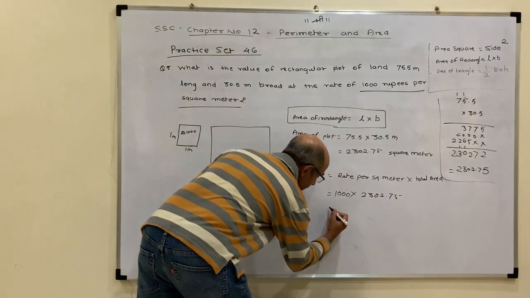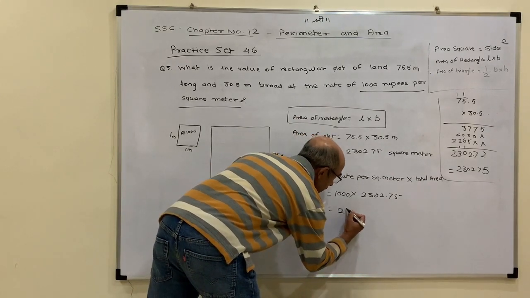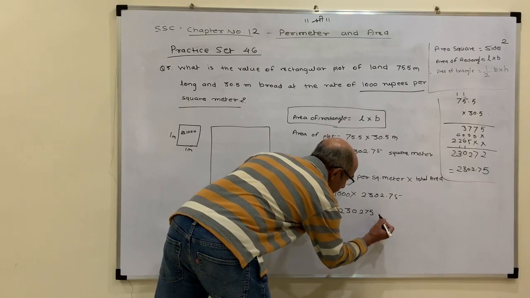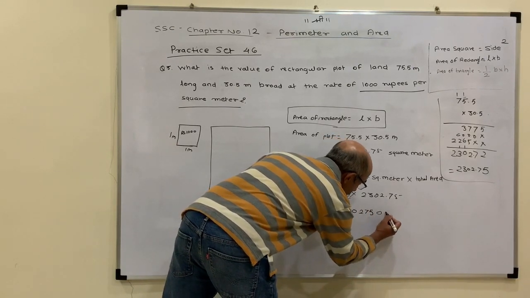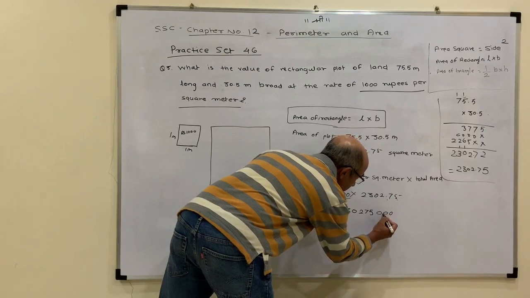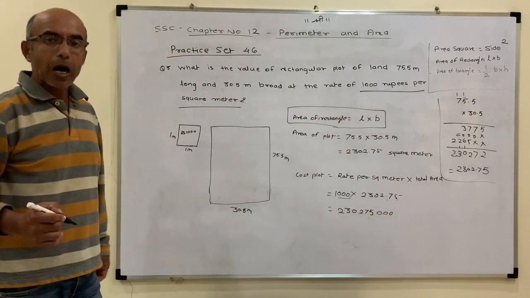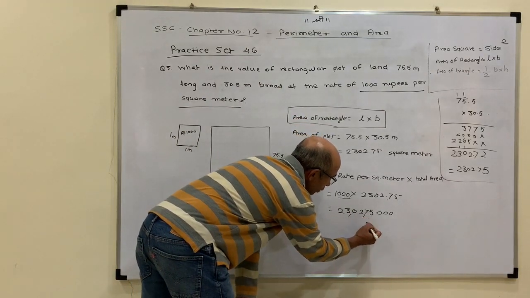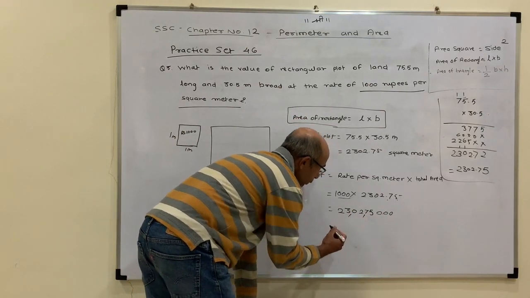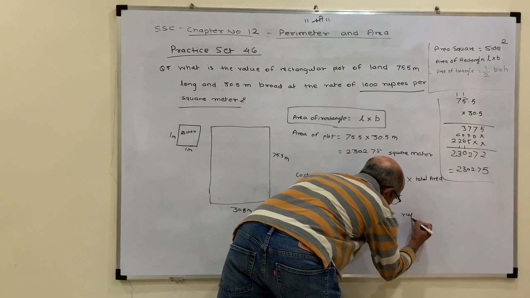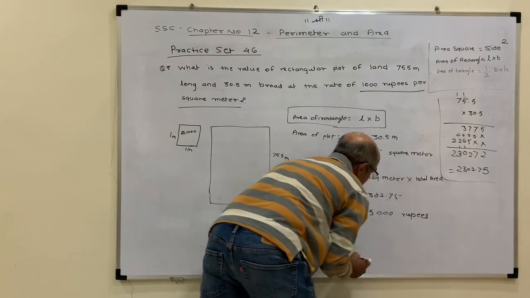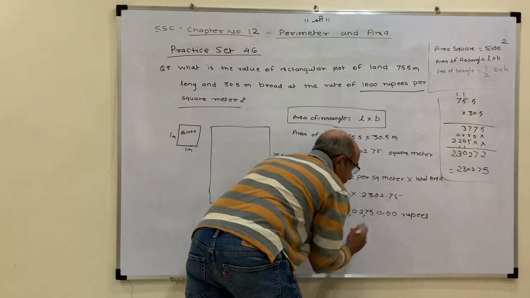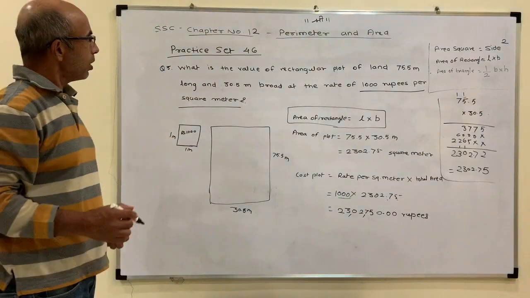So it comes out to be 230,275, and now these 3 zeros, 1, 2, 3, 2 decimal places, I put decimal here. So the amount comes out to be 2,30,27,500 rupees. Here is my decimal place and then these 2 zeros. So the cost of land is 23,02,750 rupees.